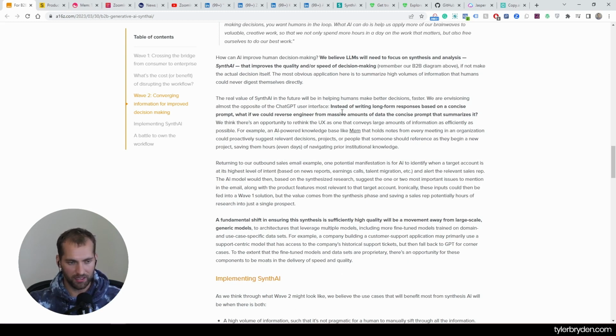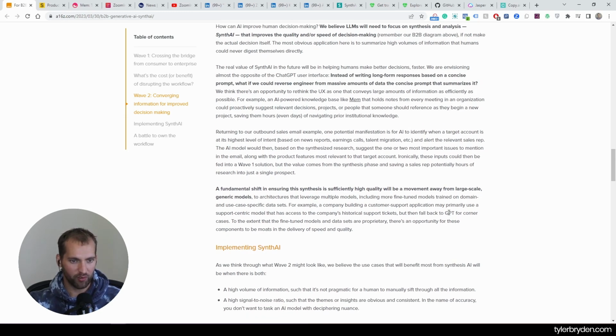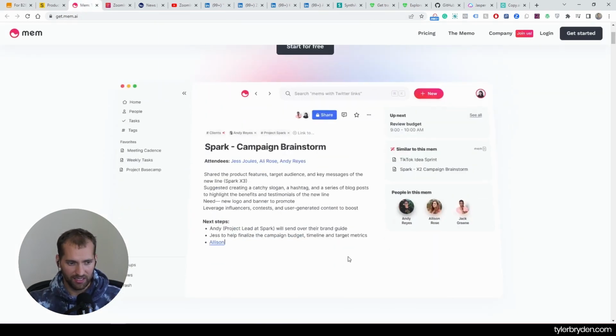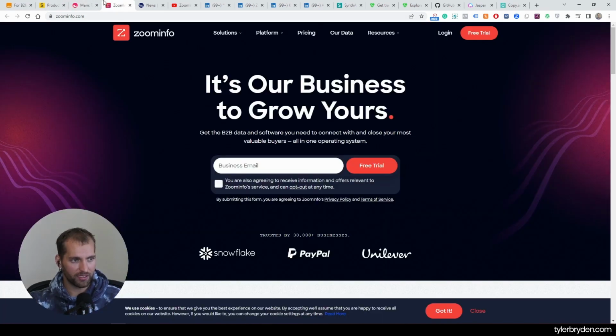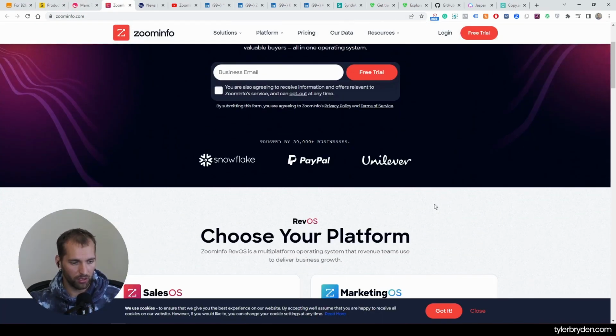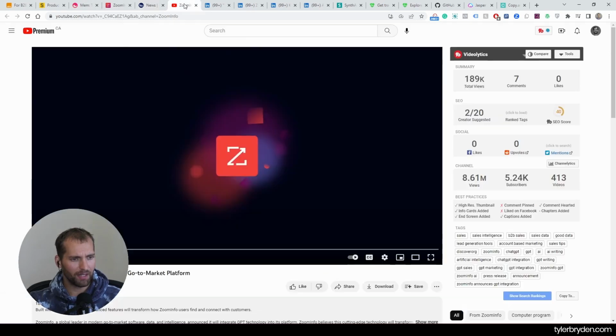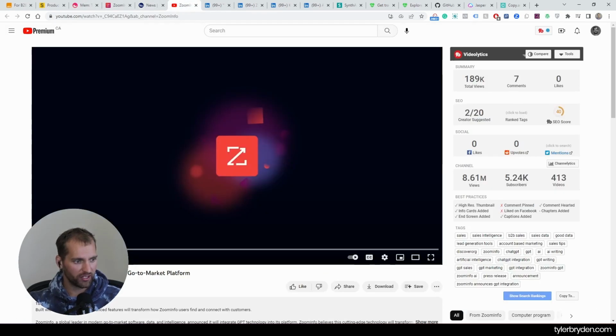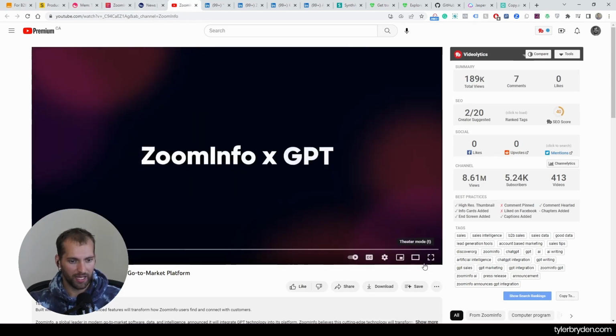And they talk about the opposite of the ChatGPT user face. Instead of writing long form responses based on a concise prompt, what if we could reverse engineer from massive amounts of data the concise prompt that summarizes it? So talking about UX that conveys large information as efficiently as possible, which is something that we've struggled with at Speak. They also give another example with ZoomInfo, which is an incredible company that bought Chorus AI and then is integrating GPT into it. And they share this example of how that could work.